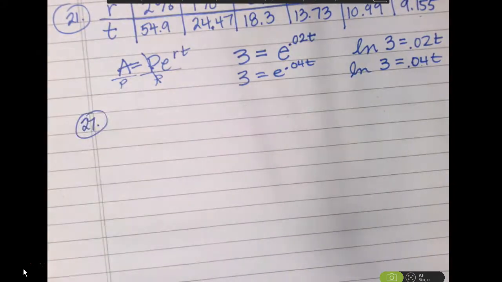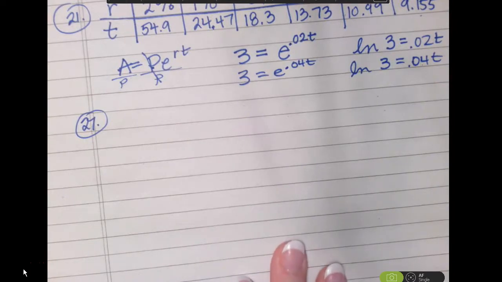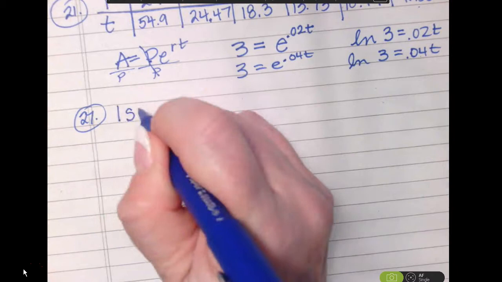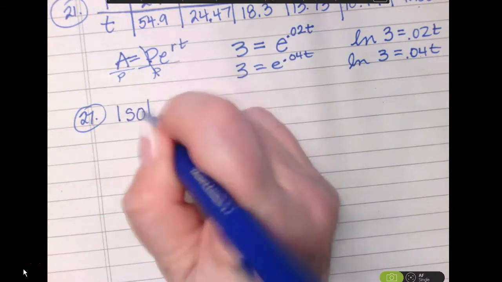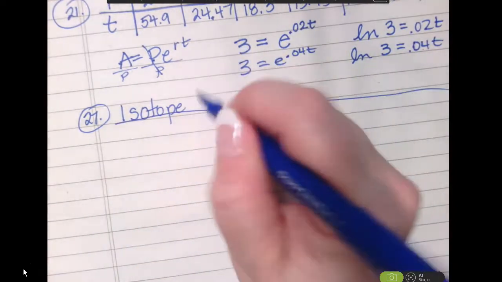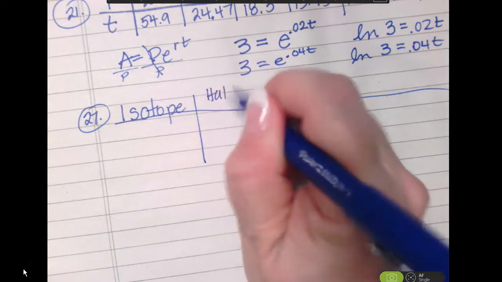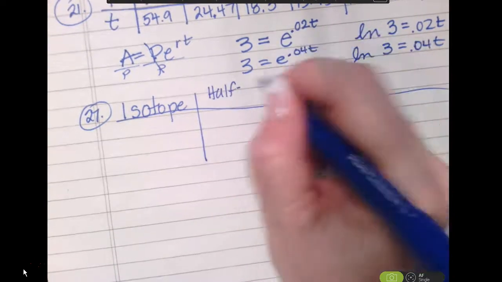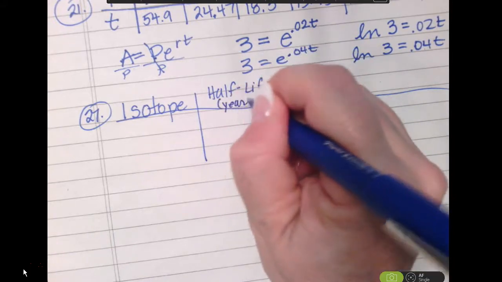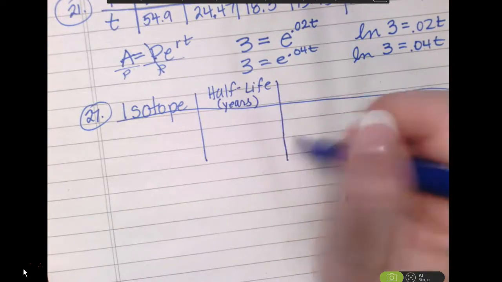Alright, number 27 through 33 odd. Let's see what we're getting into. We've got radioactive decay and half-life. So let me just make my table, even though I only have one problem to do. I've got different isotopes that have different half-lives. And so we're going to look back at the half-life formula, which is really just an exponential decay.